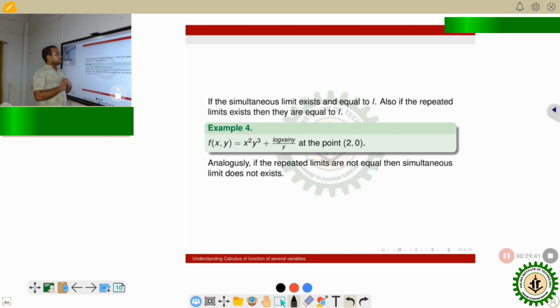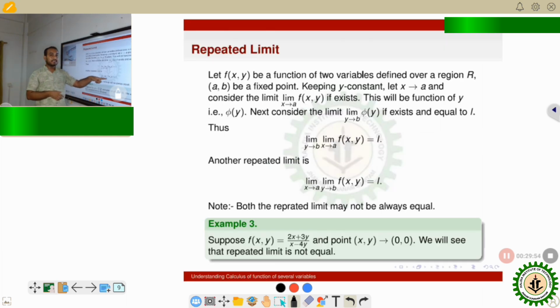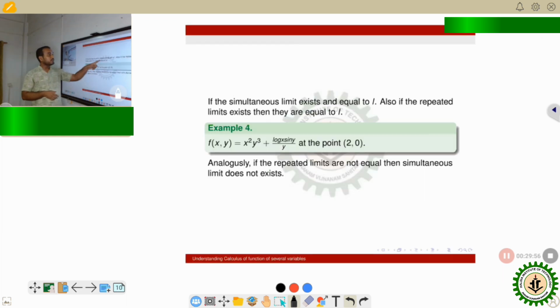Suppose the simultaneous limit, in the last slide I have got that the simultaneous limit of a function of two variables exists and is equal to L, and the two repeated limits that I have just explained also exist. As well as the simultaneous limit also existing and equal to L, then we can say that the repeated limits also give the same value as the simultaneous limit. That means the repeated limits are equal, and if the simultaneous limit exists and is equal to L, then that simultaneous limit value will also be equal to the repeated limit value.